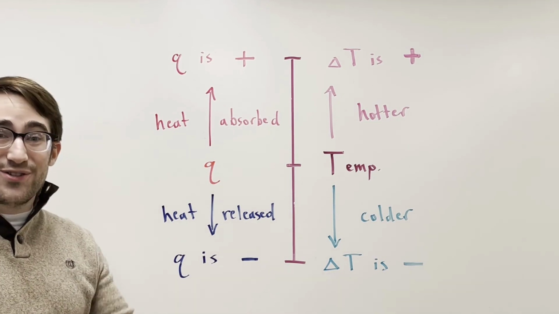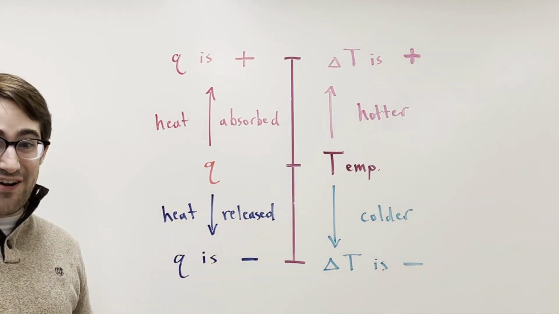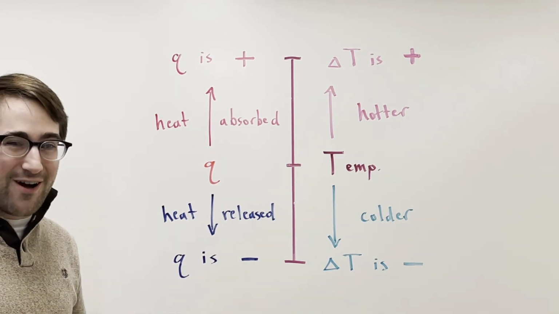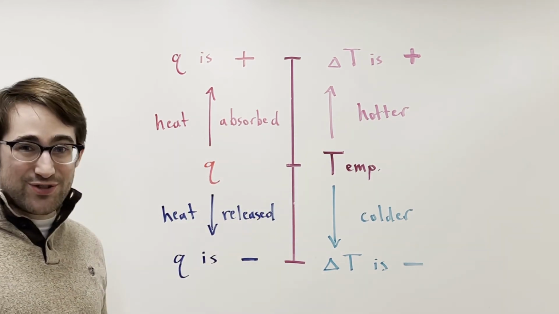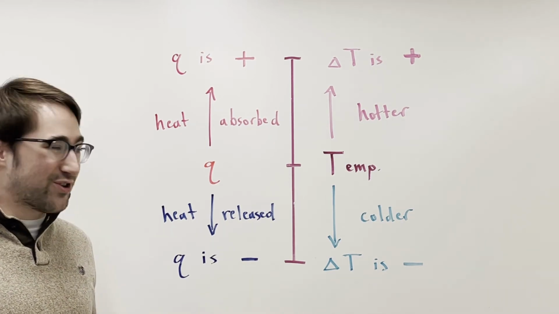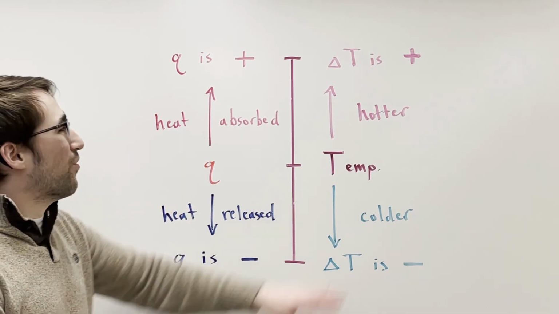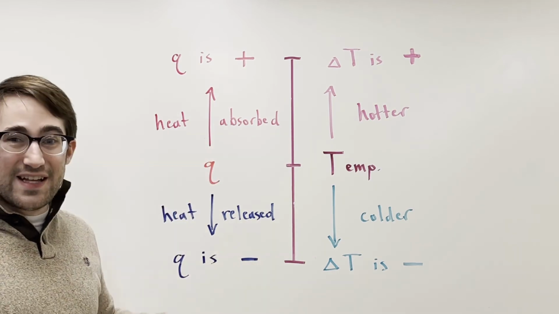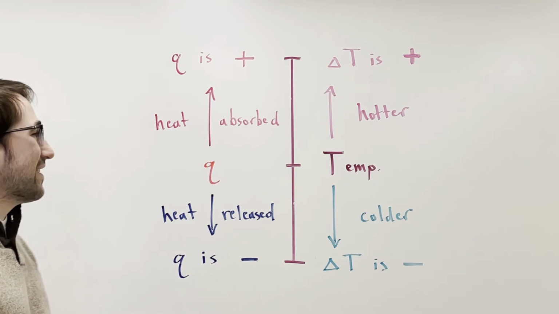Now, if something loses heat or releases heat, our Q value is going to be negative to show that our amount of energy is going down. We are losing heat from the stuff we're worried about. And therefore, since our stuff is getting colder, our change in temperature is going to be a negative number. So if we have a change in temperature of 20 degrees Celsius, we can show that we're getting 20 degrees hotter with a positive 20 degrees Celsius. And we can show that it's getting 20 degrees colder by writing it as negative 20 degrees Celsius.